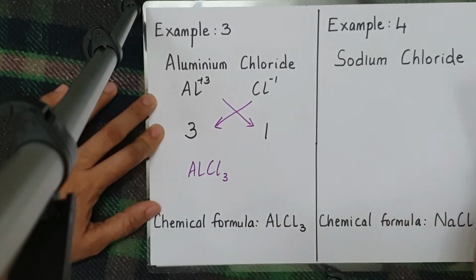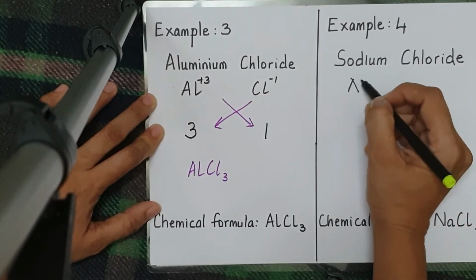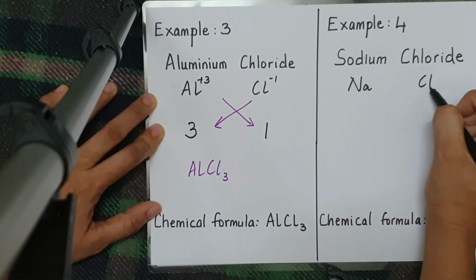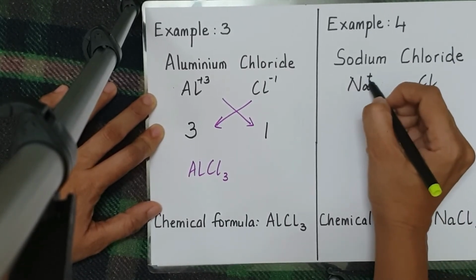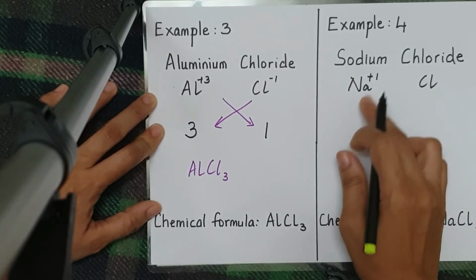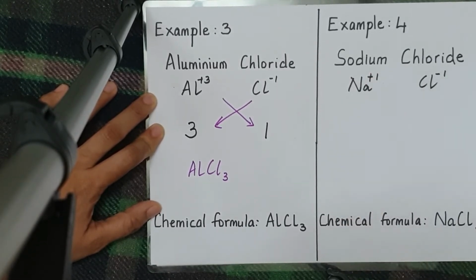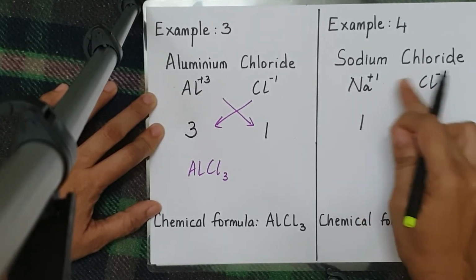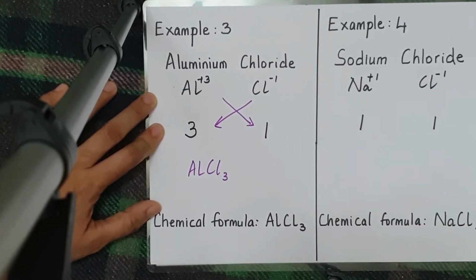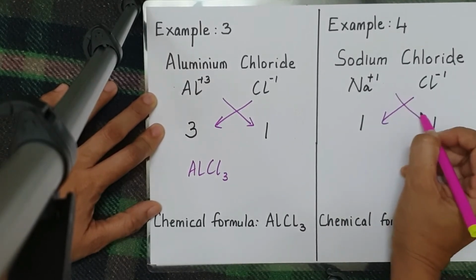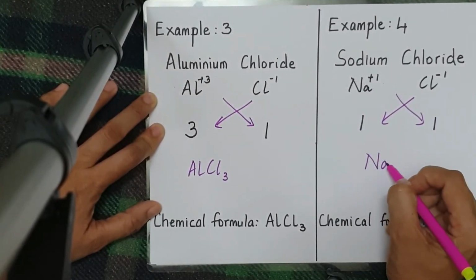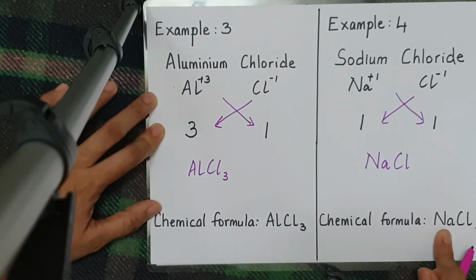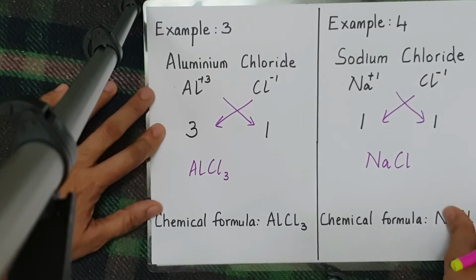Let's take a look at sodium chloride now. Let's write the formula for sodium and chlorine. Now let's list the charge on them. We have sodium +1 and chlorine -1. If you have to list the valency, it is 1 for sodium, 1 for chlorine. So if you have to cross multiply, we get sodium 1 and chlorine 1. So this is how we get the formula for sodium chloride.